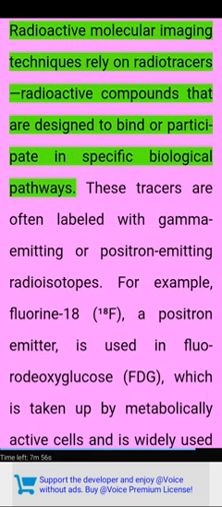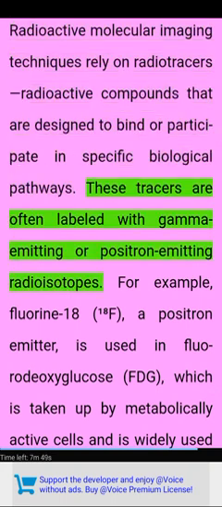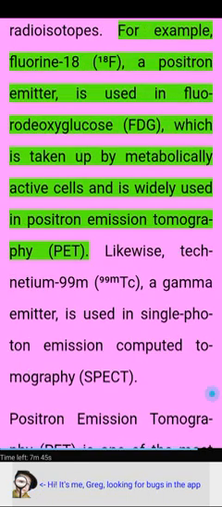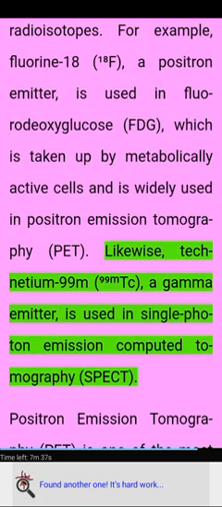Radioactive molecular imaging techniques rely on radiotracers, radioactive compounds that are designed to bind or participate in specific biological pathways. These tracers are often labeled with gamma-emitting or positron-emitting radioisotopes. For example, fluorine-18 (18F), a positron emitter, is used in fluorodeoxyglucose (FDG), which is taken up by metabolically active cells and is widely used in positron emission tomography (PET). Likewise, technetium-99m (99mTc), a gamma emitter, is used in single photon emission computed tomography (SPECT).